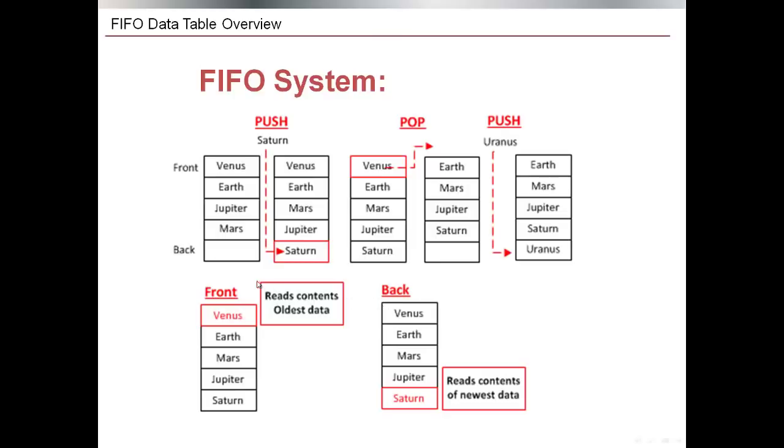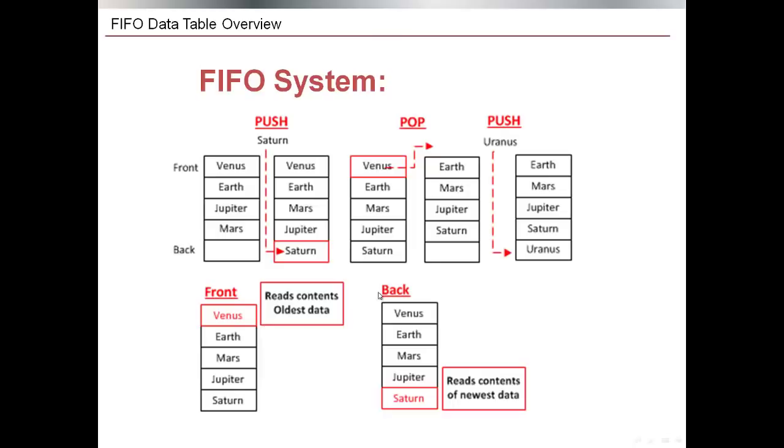When performing a front operation, the information in the front or top of the table will be read out. So in this instance, when the front is performed for this table, the word Venus will be read. This is also the oldest information within the table, since information is written from the back and shifted up towards the front of the table.